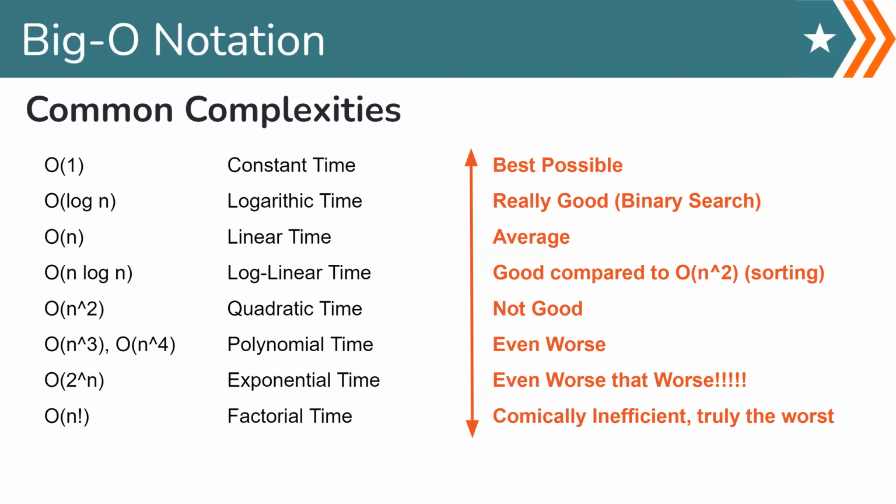Constant doesn't mean it's exactly one operation. It could be exactly 10 operations. It could be exactly 1,000 operations. It just means that it doesn't care about the input size. Whatever the input size is, it's always going to be exactly the same.